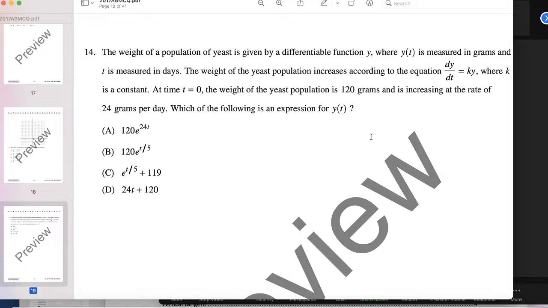Zero point six three eight. Yeah. 8-4. You got the same thing?